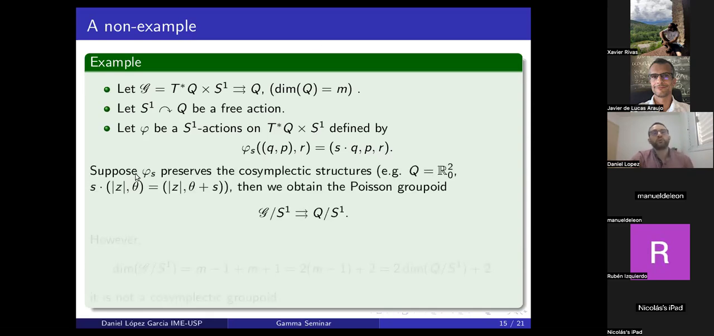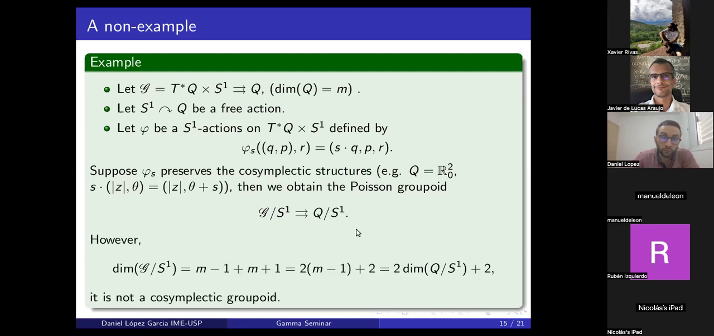Let me suppose that this action preserves the cosymplectic structure. A very concrete example is you consider Q the plane without the origin. You can consider the action of the rotation. So in this case, this preserves the cosymplectic structure, and by this consideration here, I can produce these reductions. And this guy inherits a Poisson structure. Okay, this is a Poisson groupoid.